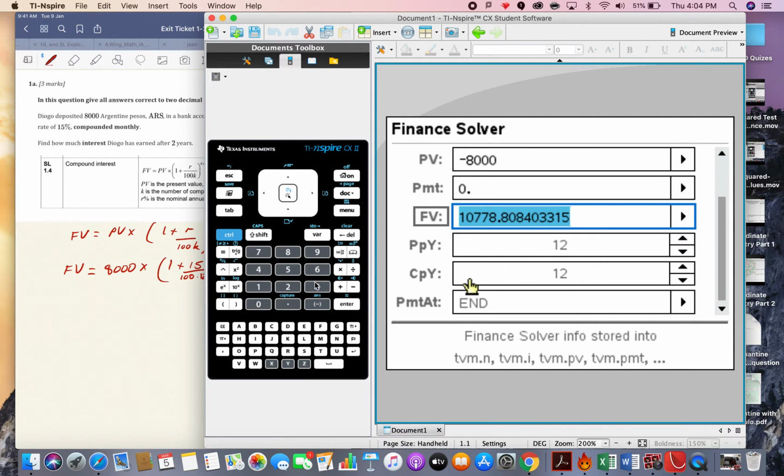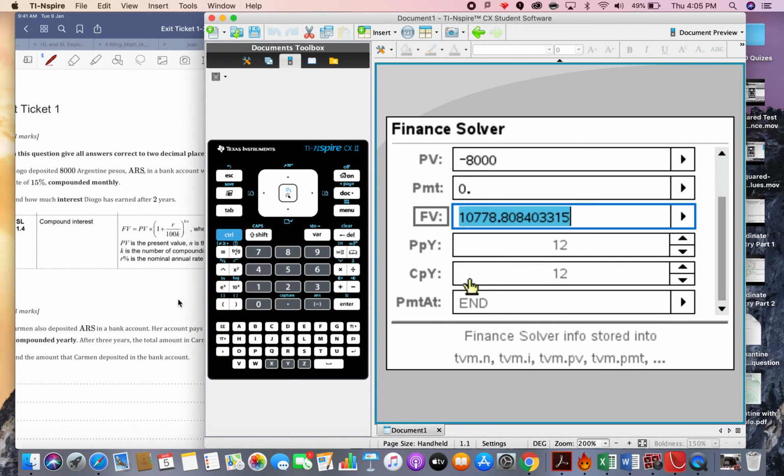And it says 10,778.81. That's 2 decimal places, and that's Argentinian pesos. Okay, but we haven't finished the question yet because it says how much is the interest earned. So what we need to do, of course, is the final amount minus the starting amount. So this is what the actual interest earned is. So that's 2,778.81. That's the interest earned.